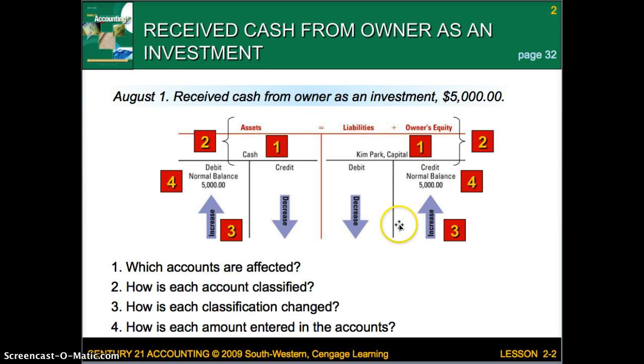How is each classification changed? We know that because cash is an asset, the normal balance side is a debit, and that is the side that increases. So this will be increased by $5,000. We also know that the credit side of Kim Park Capital is the normal balance side, so $5,000 will be increased on the credit side. Fourth, we need to put $5,000 into the cash debit and $5,000 into the Kim Park Capital credit.